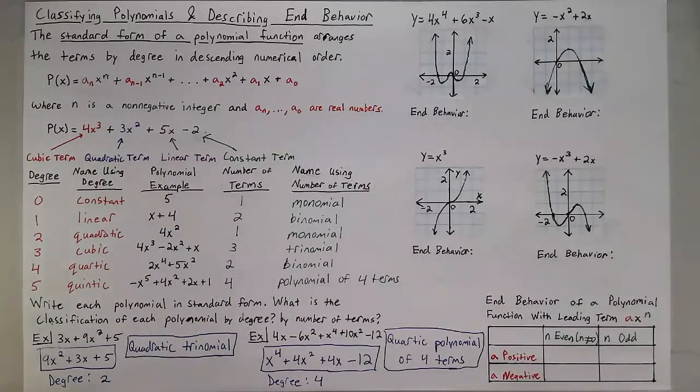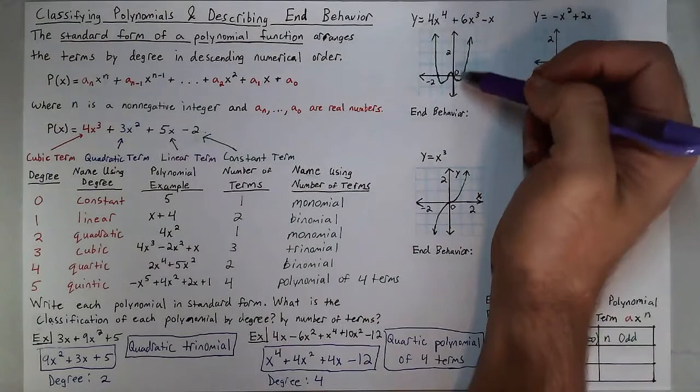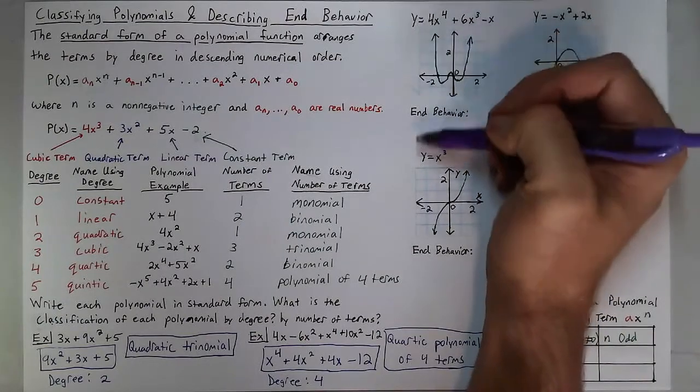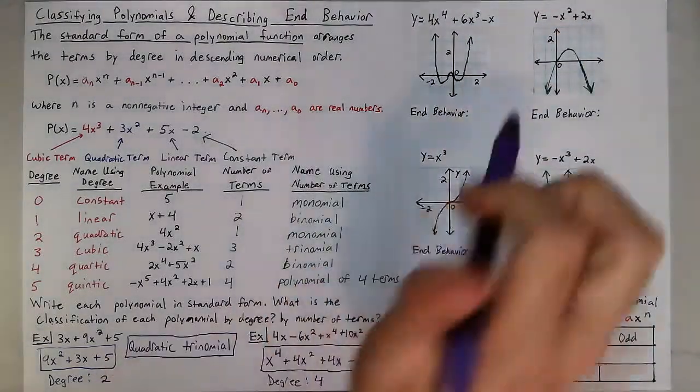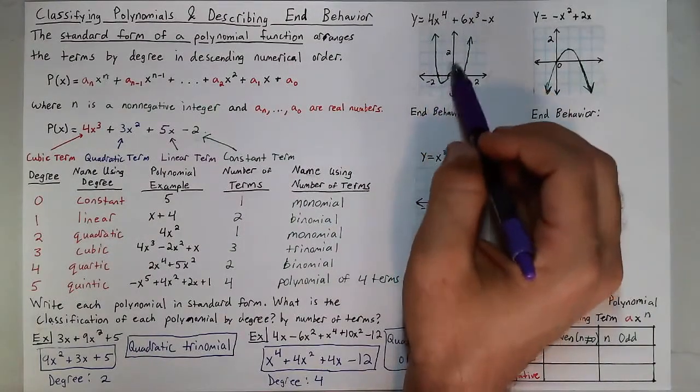Now let's talk about what end behavior is. End behavior is on the graph, looking at where the arrows are ending up pointing. Usually they're going to be pointing upwards or downwards in some of the quadrants. So here we have 4x to the 4th plus 6x cubed minus x. Here's what the graph roughly looks like.